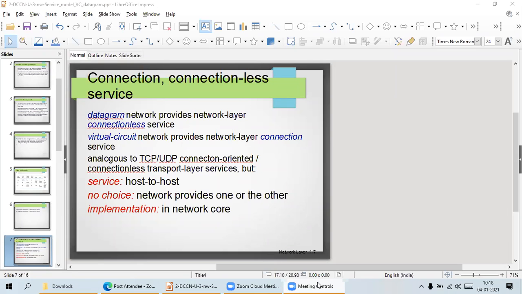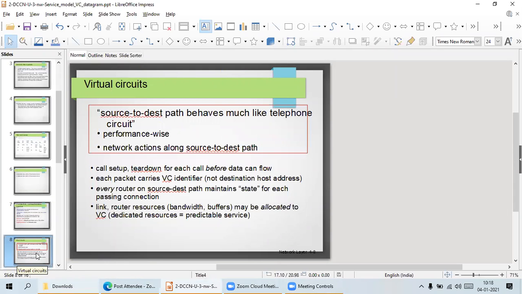Okay, give me a minute, ma. After that we are going to start with the virtual circuits. After that I'm going to start datagram, tell you about datagram.